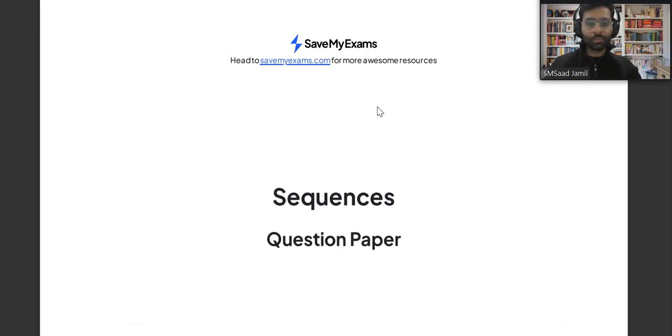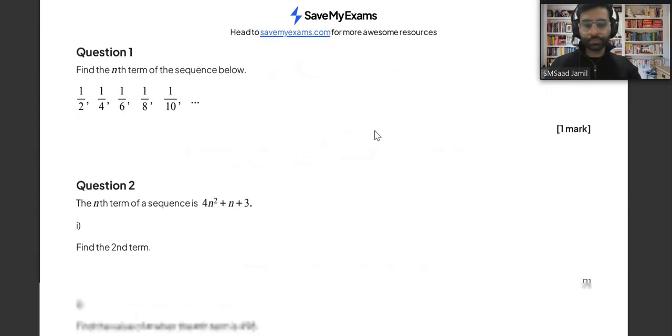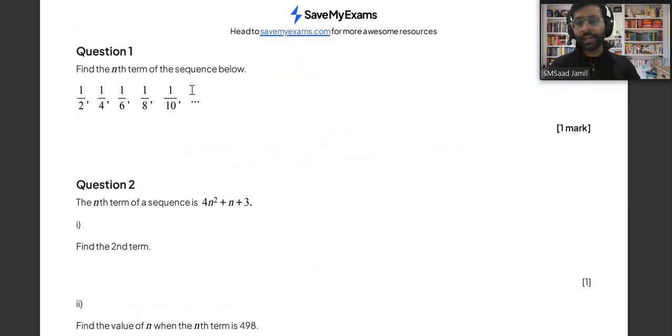Alright, so Bismillahirrahmanirrahim, we are doing medium questions now. Okay, so the first question is find the nth term of the sequence. Alright, what is the question? Find the nth term of the sequence.